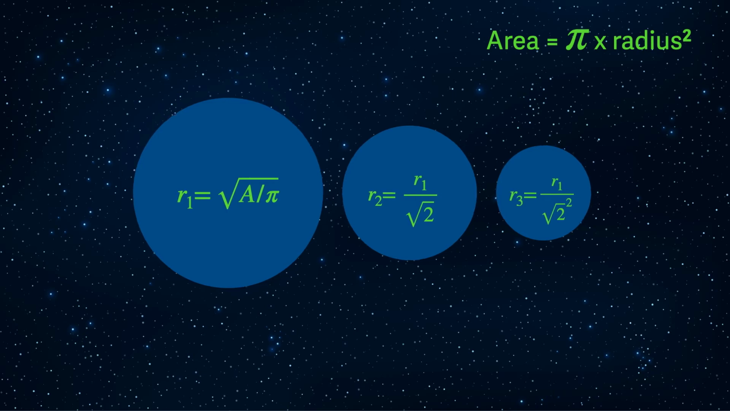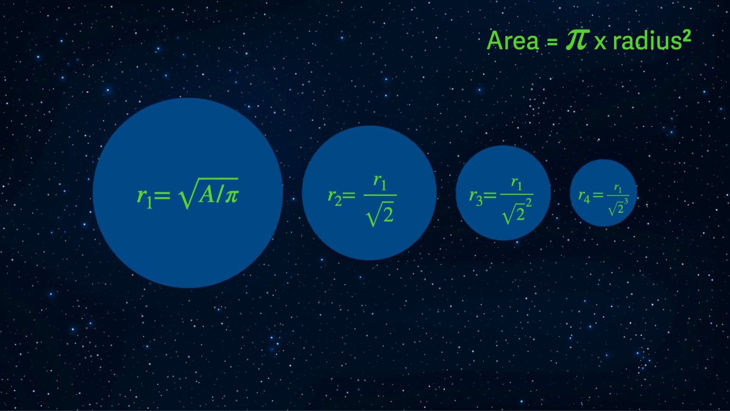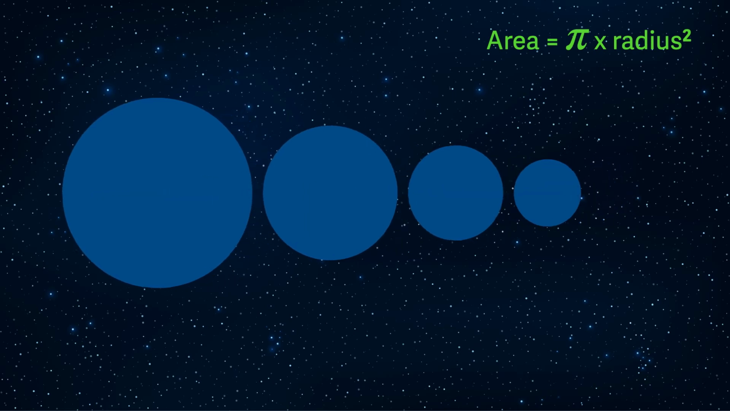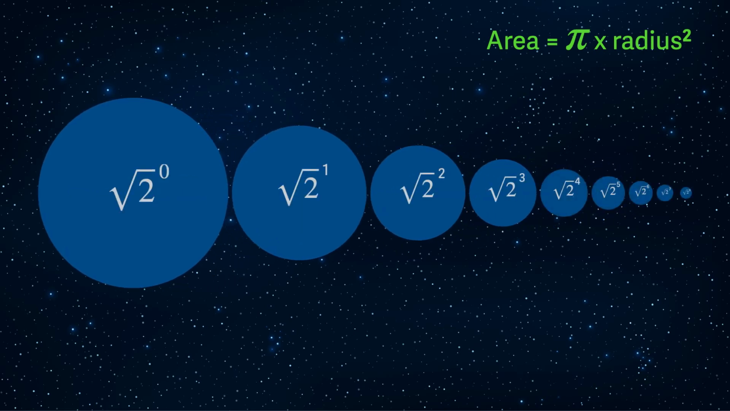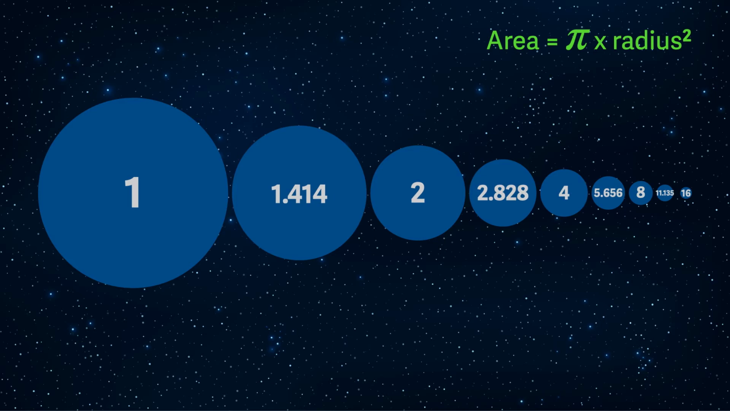This way we end up with the geometric sequence of the powers of the square root of 2, which, if simplified, can also be written as 1, 1.414, 2, 2.828, 4, 5.656, 8, 11.31, etc. And which, for the sake of convenience, can again be rounded off to 1, 1.4, 2, 2.8, 4, 5.6, and so on.